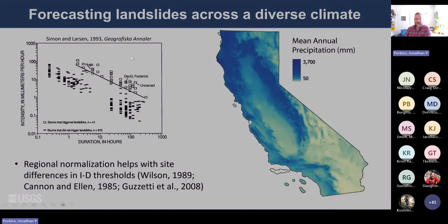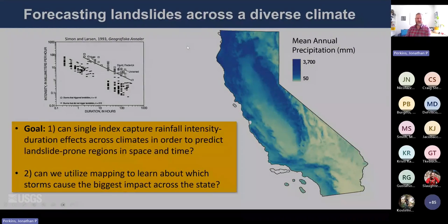So what we're trying to do here is build a single index that can be continuous in time, that captures the rainfall dynamics involved, and yields a relationship, much like a rainfall intensity duration relationship, across the broad climatic regime of California in order to predict landslide prone regions in space and time.